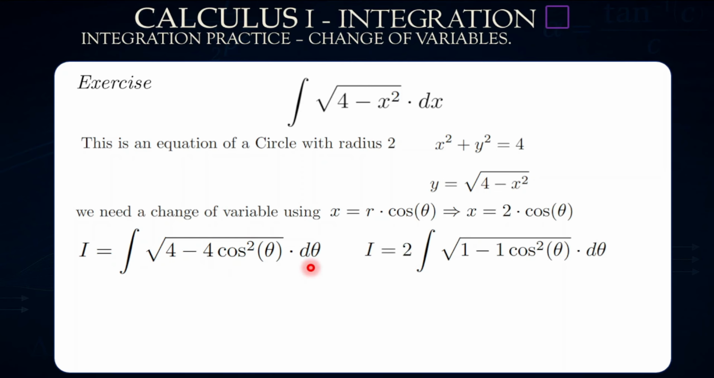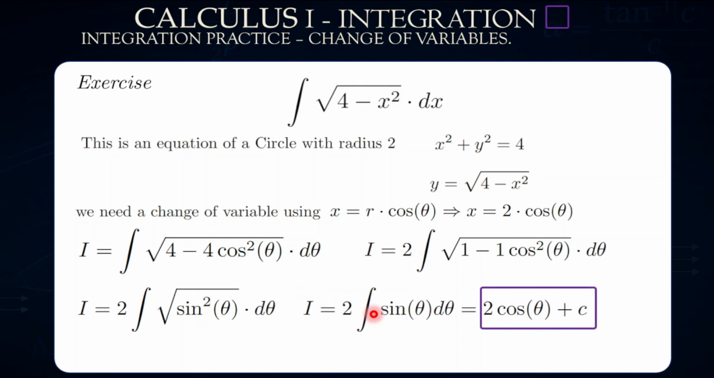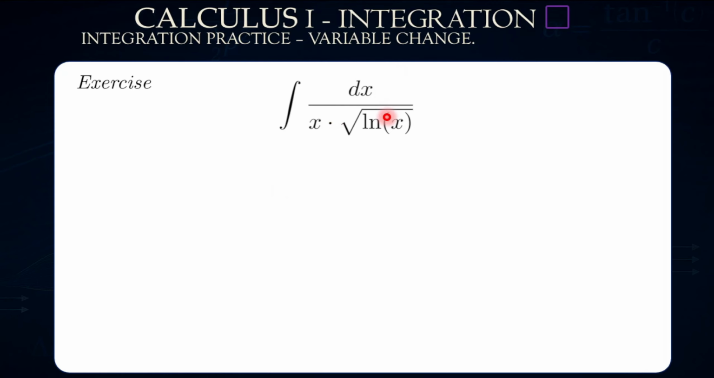So this accounts for I equal 2 integral of square root of 1 minus 1 times cosine squared theta d theta. 1 minus cosine squared theta is sine squared theta. So I equal 2 integral square root of sine squared theta d theta, which is integral of sine theta, which is I equal 2 integral sine theta d theta, or 2 cosine theta plus c. That's the final answer.